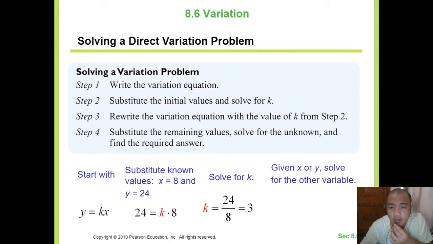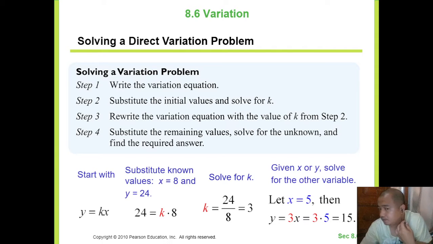Now, given x or y, solve for the other variable. Let x equal 5, then y equals 3x. So from y equals kx, substitute k by 3. So this is now the equation of variation, y equals 3x. Now, if x is 5, what is y? Substitute x by 5. 3 times 5 is 15. Y equals 15. So that is how we solve direct variation problems.